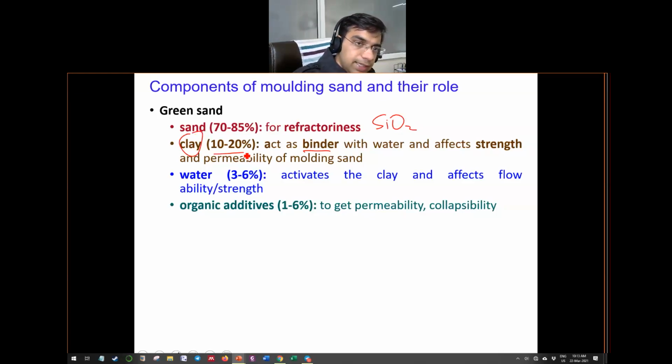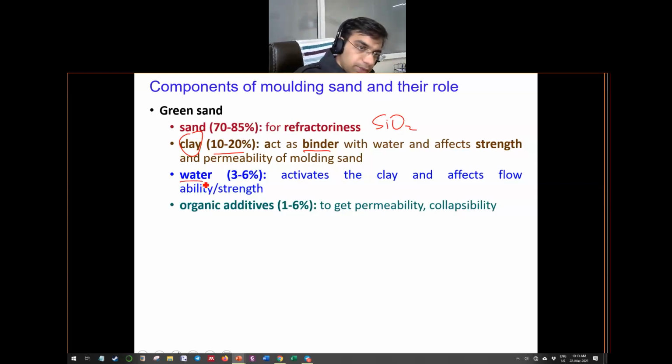And this clay is added in the range of 10 to 20%. And it largely affects the strength of the mold, meaning strength is needed while handling the mold, and it also affects the permeability of the molding sand. So permeability, as I discussed, is basically the ability of the sand to allow the gases to escape from the molten metal.